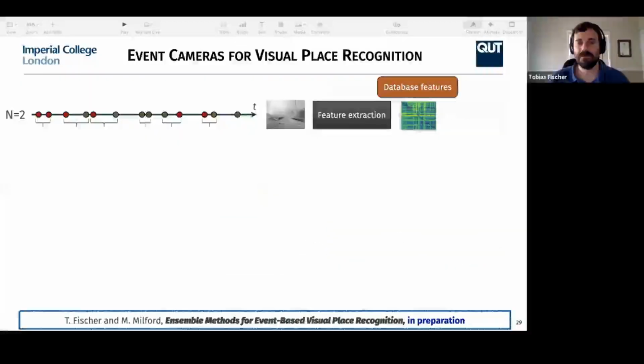And the way to do visual place recognition with that is that given these reconstructed images, you can extract the features, and you again have your dataset, and then you can do a normal comparison between the features in your database and the query image.